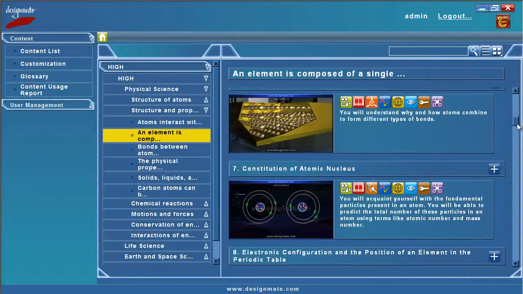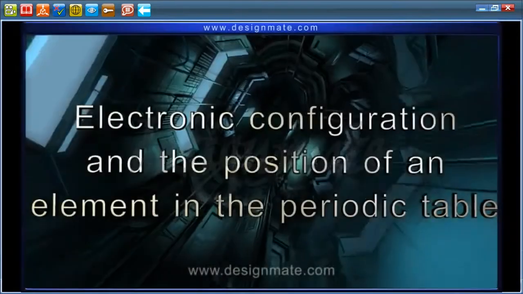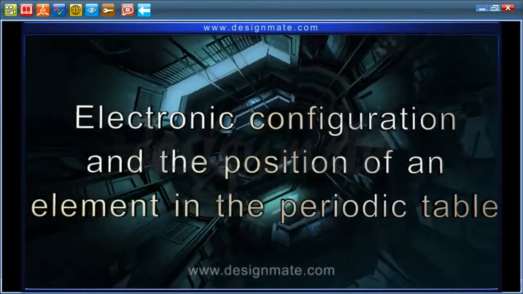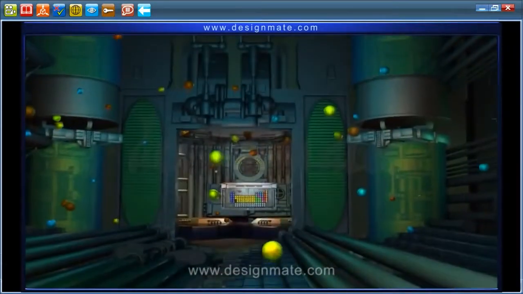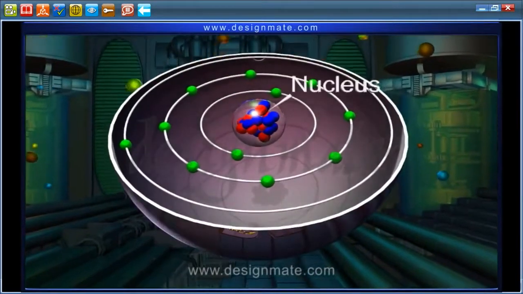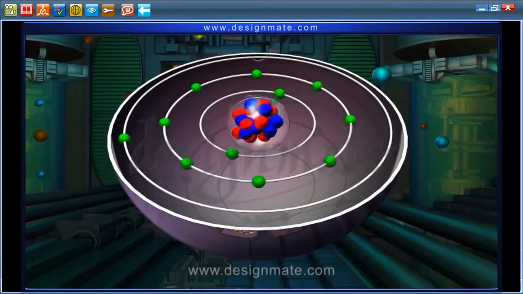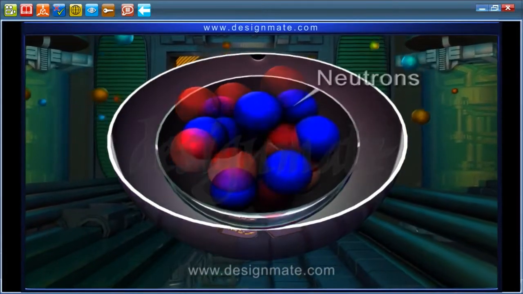This topic is electronic configuration and position of element. Like I showed you last, let's watch the video of this topic. Electronic configuration and the position of an element in the periodic table. We all know that an atom consists of a central part called the nucleus, which contains positively charged protons and electrically neutral neutrons.